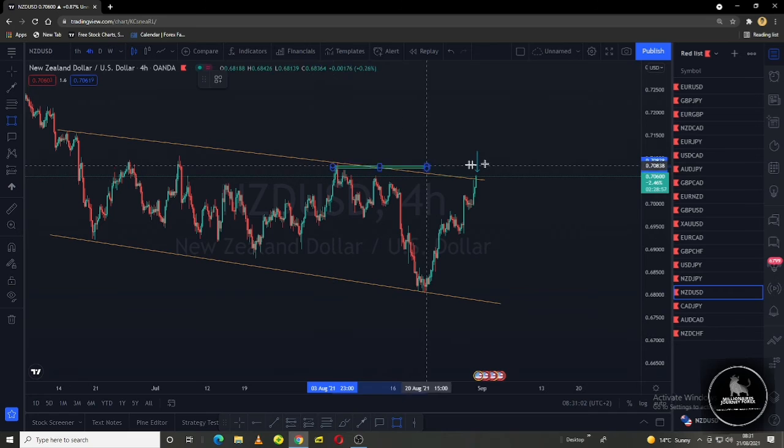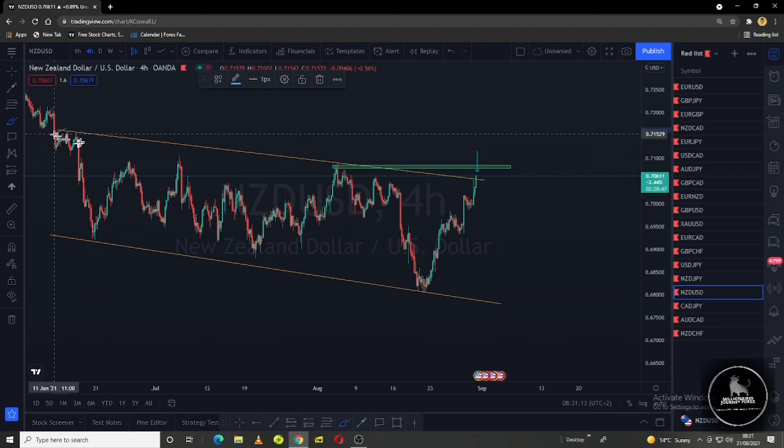You see, we have a structure here and then we have a trend line, but the trend line is about to be broken. As you can see, the market is approaching the trend line. You see, we have 1, we have 2, and then now on the third touch it's breaking. We need to wait until the market closes above this level.